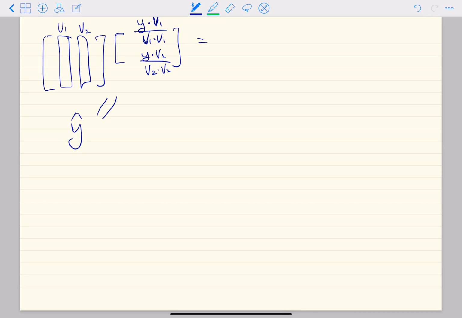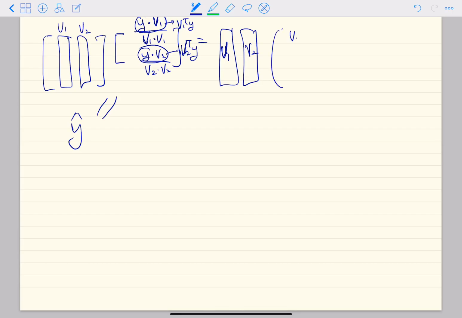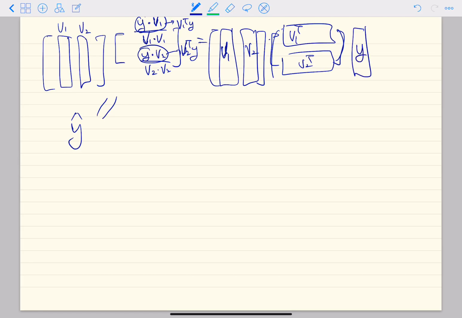Okay, and then let's just first handle or take care of these guys, which we are already familiar with, v1 and v2, and this guy is v1 transpose y and v2 transpose y, right? And then we can just write it into v1 transpose and v2 transpose, and y.